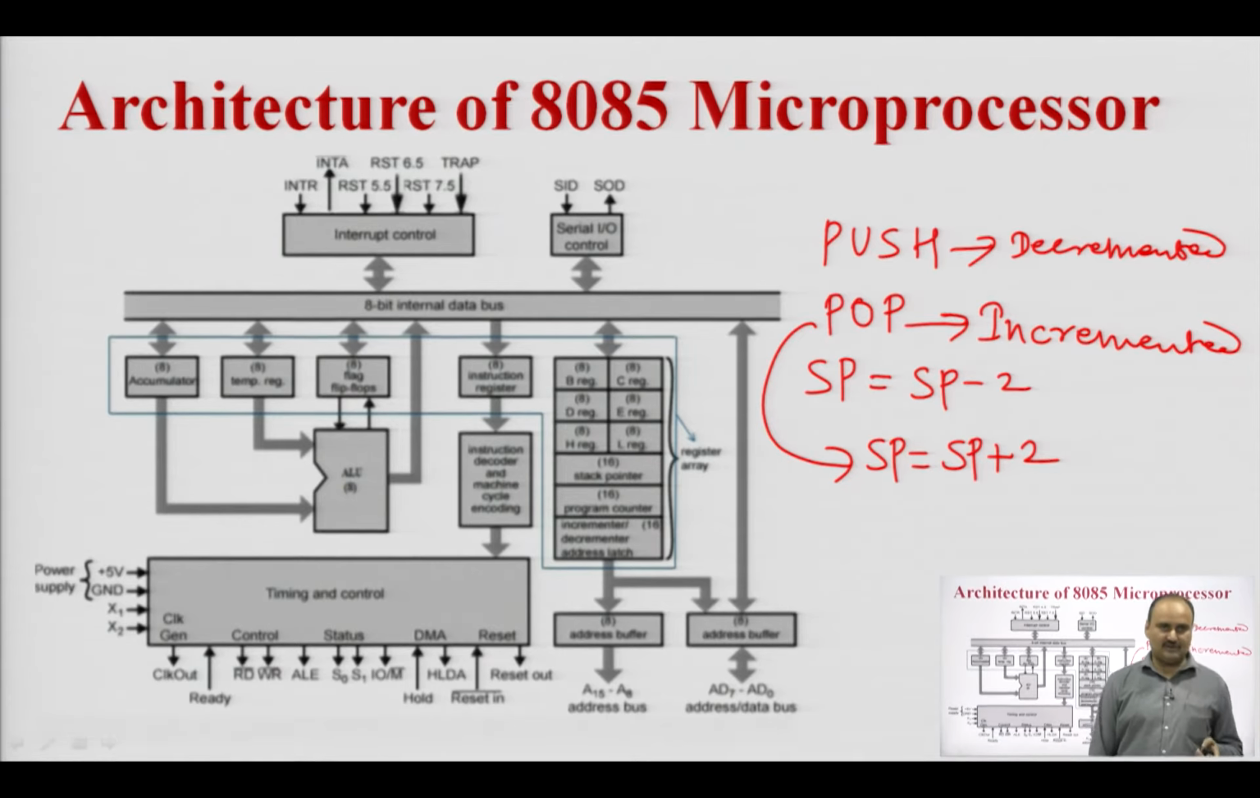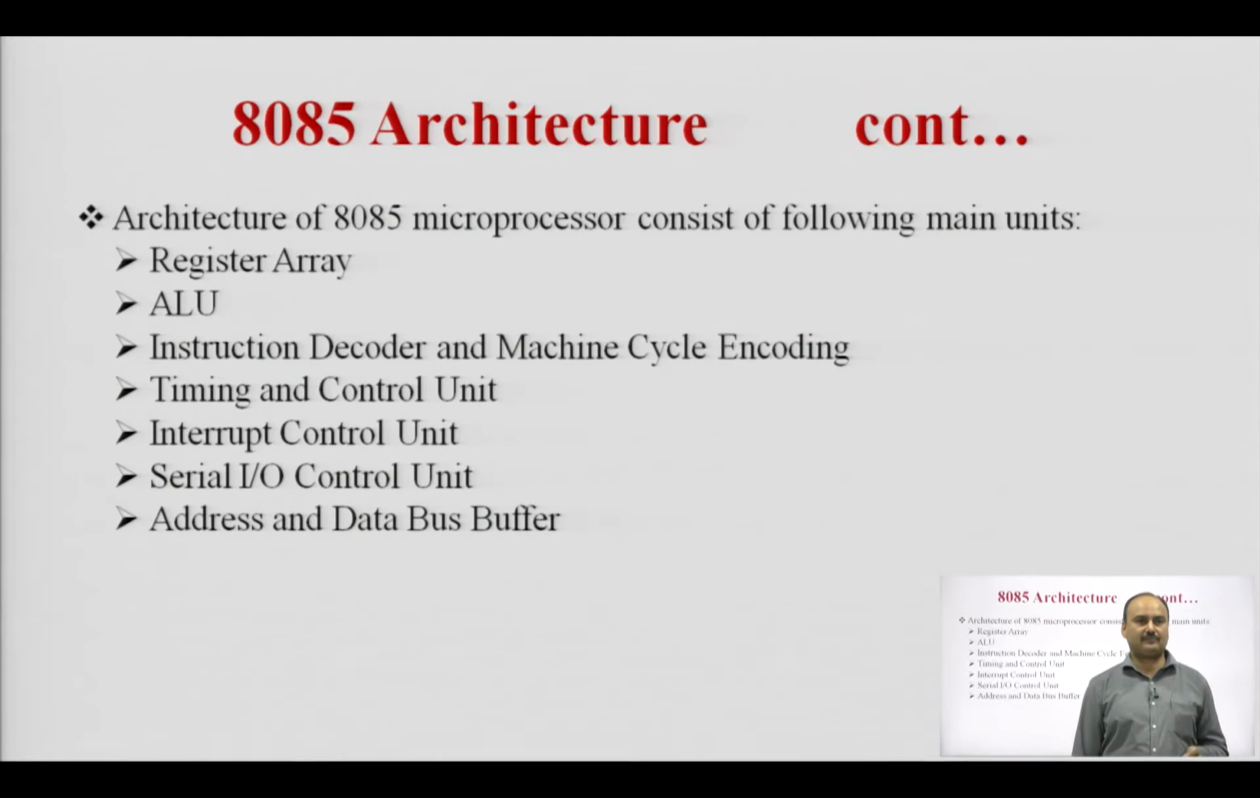So, this is the architecture of the 8085 microprocessor, which consists of the following units: register array, arithmetic and logic unit, instruction decoder, machine cycle encoding, timing and control unit, interrupt control unit, serial input output control unit, and address and data bus buffer. The address and data bus buffer is used to enhance the driving capability of the address bus and data bus, and with its help the buses are tri-stated during the execution of halt, hold and reset operations.